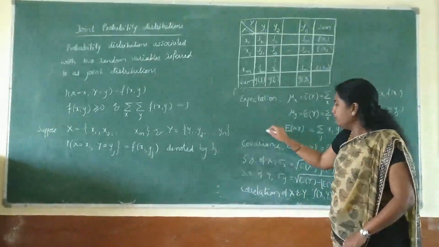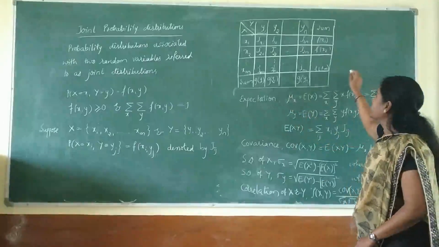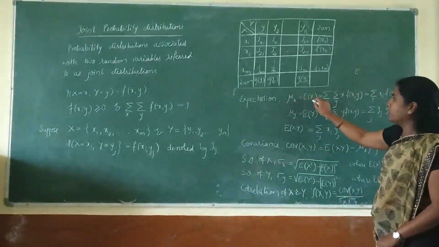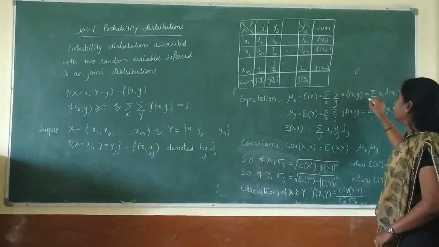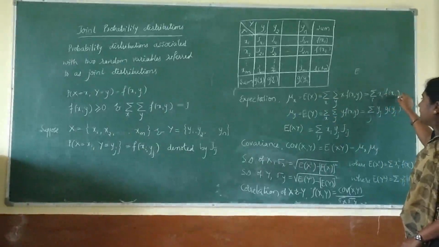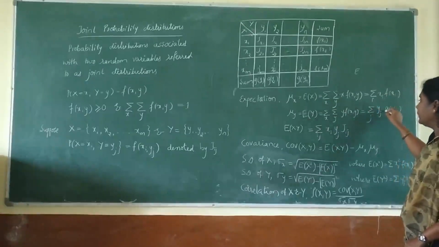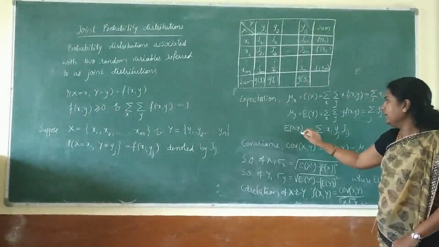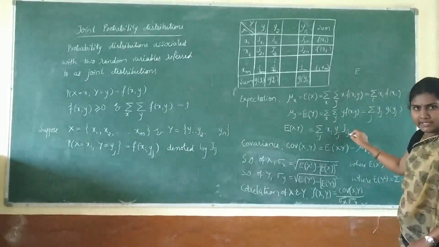Next, we have some standard formulas. First one is expectation, written as E. Expectation of x, written as E of x, mu x equals E of x, is given by summation of xi into f of xi. Expectation of y is given by summation of yj into g of yj. Expectation of xy, jointly, is given by summation of xi into yj into Jij.